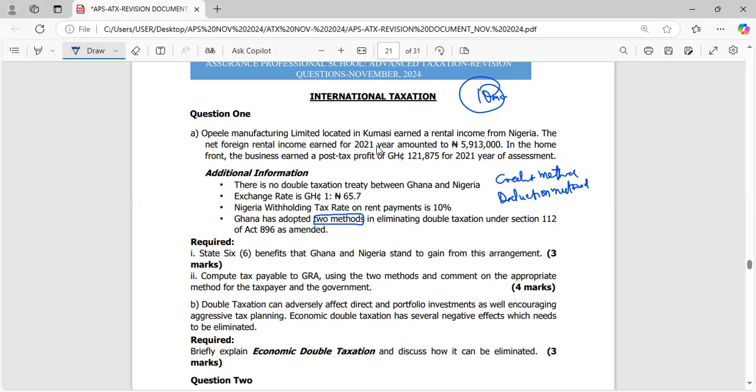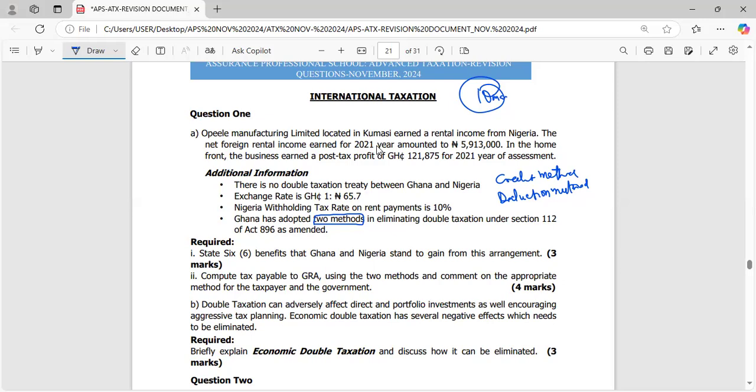So the requirement: the first one, you have to state 6 benefits that Ghana and Nigeria stand to gain from this arrangement. They're just asking you the benefits of the double taxation agreement. The two countries are Ghana and Nigeria, and they have the double taxation agreement. So what are the benefits that Ghana and Nigeria stand to gain from it?